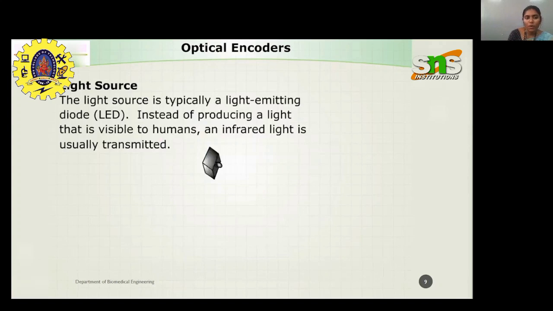Let's see each one by one. First, the light source. Here we can use a light emitting diode, which will emit the light. We have a number of light sources, such as infrared, visible light, and UV light, but in optical encoders they preferably use infrared light. So the light source is the LED, which emits infrared light.